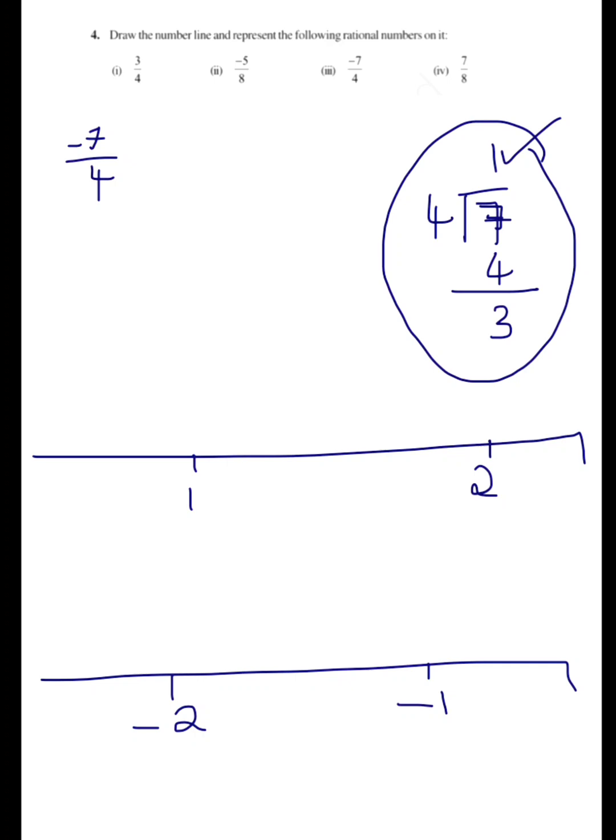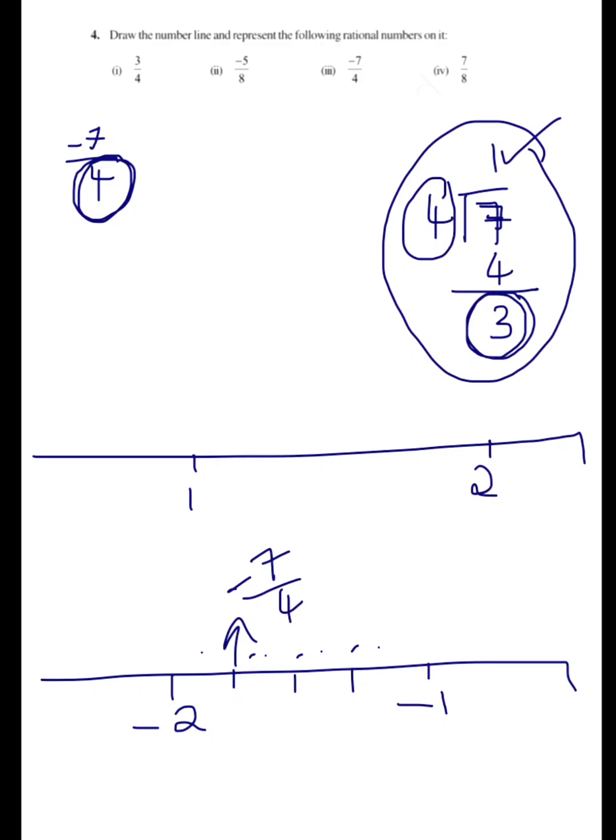Now you have to mark how many divisions? You have to mark 4 divisions, because it's minus 7 by 4. 4 divisions means 3 points, that is 1, 2, 3. So you got 4 divisions, 1, 2, 3, 4. And in these 4 divisions you have to mark the third one. In the remainder you got 3, so you have to mark the third one, that is 1, 2, 3 here. So here you will get the answer as minus 7 by 4.